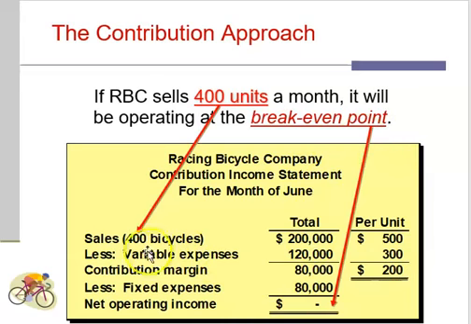Well, my break-even point is where I use my contribution margin to cover my fixed expense and not make any money. Just to break even, I have to manufacture and sell 400 bicycles. And as you'll know, that's one of those questions they ask a lot.